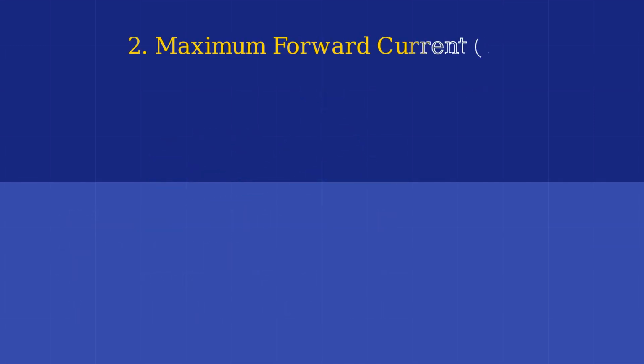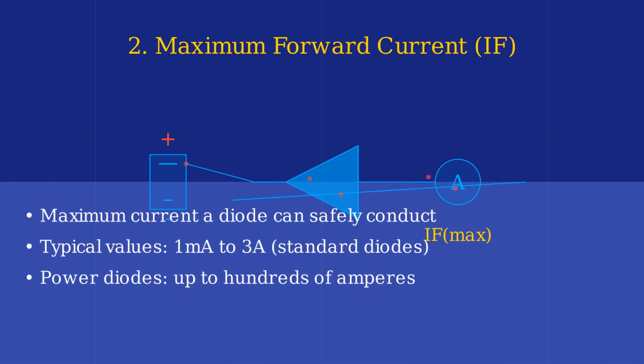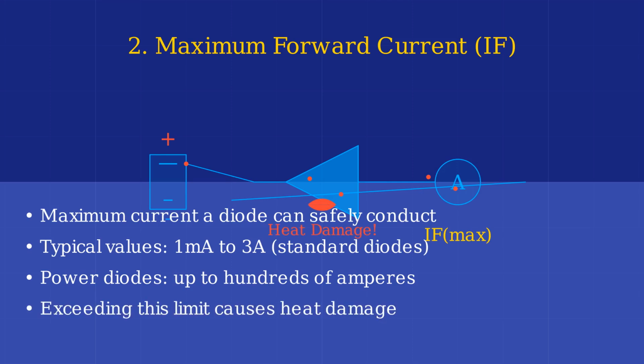Maximum forward current, or IF, is the highest current a diode can safely handle. Exceeding this limit can cause permanent damage due to excessive heat. Standard diodes typically handle between 1 milliamp and 3 amps, while power diodes can handle hundreds of amperes. When this maximum current is exceeded, the diode generates excessive heat and can fail permanently.